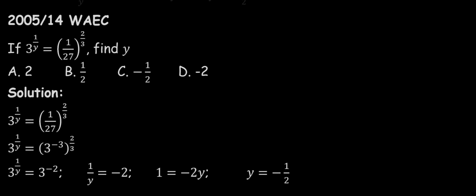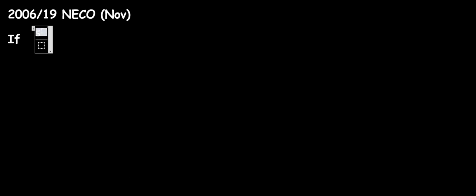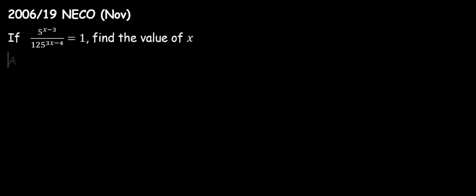Another example, if 5 raised to power x minus 3 all over 125 raised to power 3x minus 4 is equal to 1, find the value of x. The options are given. A, 1 whole number 1 over 8. B, 8 over 9. C, 7 over 8. D, 5 over 8. E, 0.